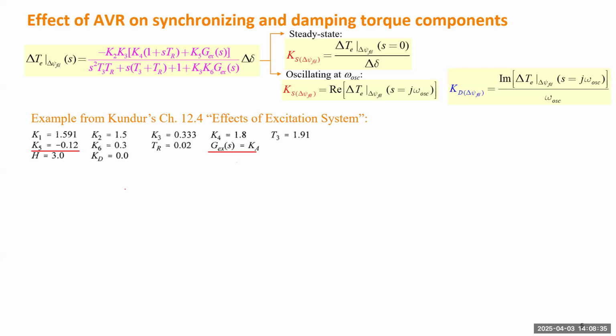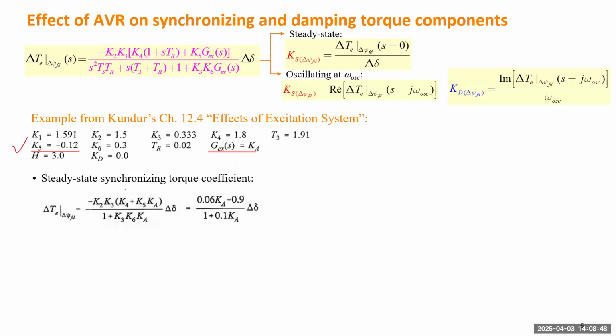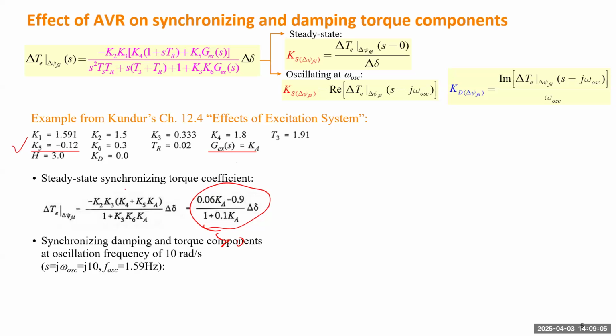So here is one example from Kundur's book. It gives you some typical values. You see this K5 takes a negative value in order to make sure the synchronizing torque is positive. Under static condition, you let S be 0, and that will give you this one. If you want the synchronizing torque to be positive, you need to make sure the numerator is positive, right? You can determine the minimal value for Ka. The K needs to be large enough.